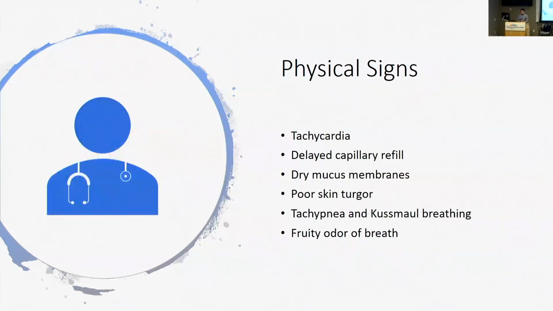And then the classic physical signs that you're going to be looking for, some of them really just signs of dehydration: tachycardia, delayed cap refill, dry mucous membranes, poor skin turgor. Other things that are more specific to DKA are tachypnea and deep labored breathing, and the fruity odor of breath, which comes from the acetone production.